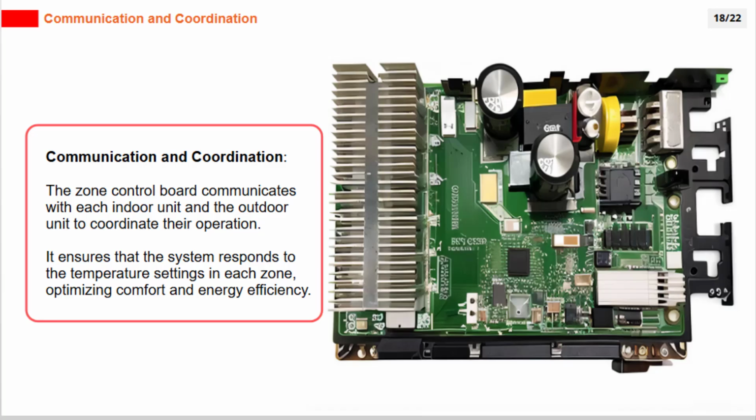Communication and coordination. The zone control board communicates with each indoor unit and the outdoor unit to coordinate their operation. It ensures that the system responds to the temperature settings in each zone, optimizing comfort and energy efficiency.